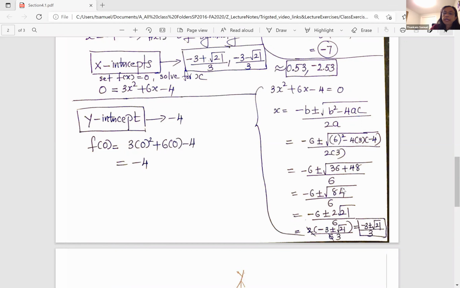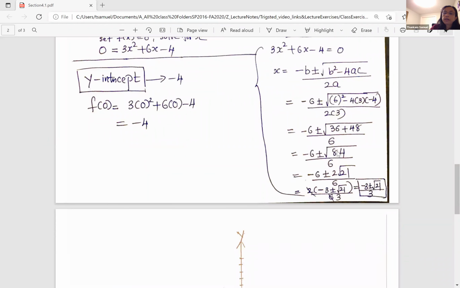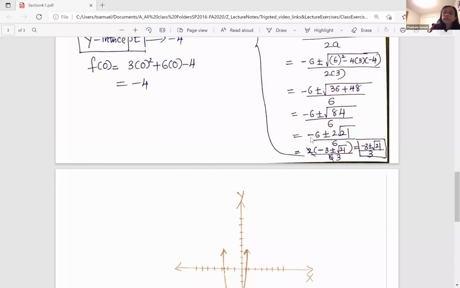And we know that we can simplify this radical. So to simplify this radical, we need to find the largest perfect square that divides into this number. That is 4. 4 times 21. Then the square root of 4 is 2. So we can take that 2 out of the radical sign. Then inside the radical sign, we have the square root of 21, right? So -6 plus or minus 2 square root of 21 over 6.